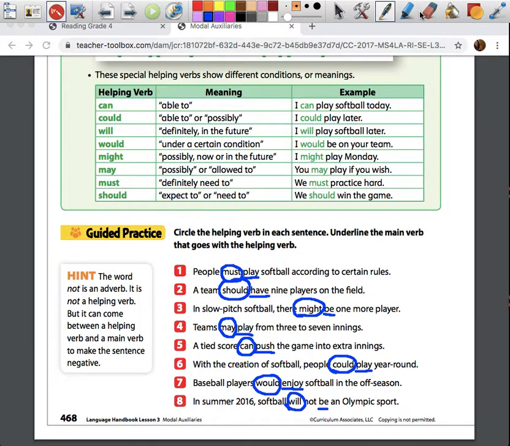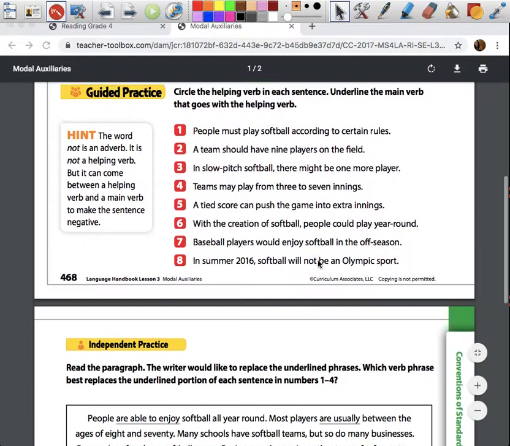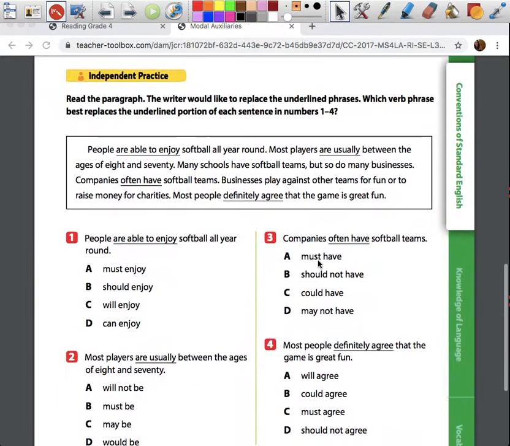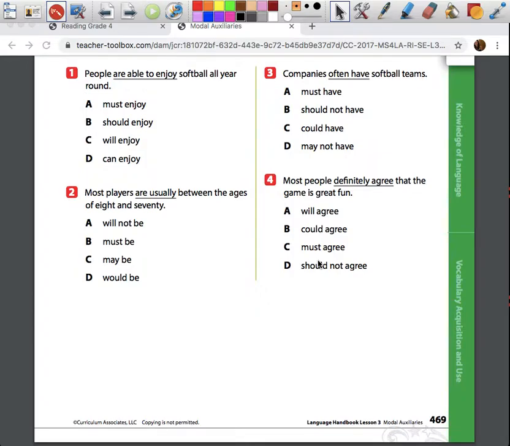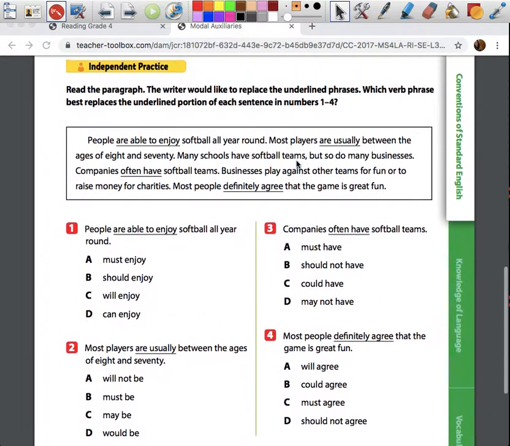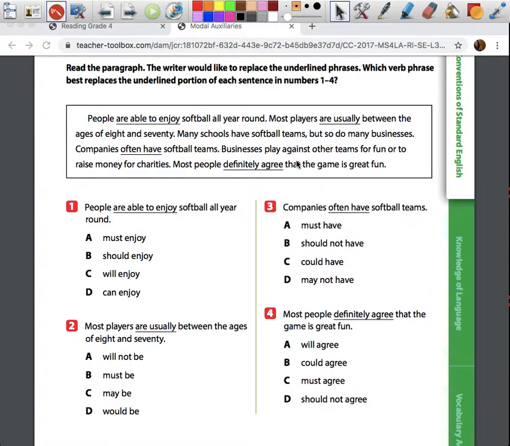All right, let me erase this, and then we're going to move down to the bottom part. Okay, so this is page 469. This was your independent practice. Read the paragraph. The writer would like to replace the underlined phrases. Which verb phrase can best replace the underlined portion of each sentence in numbers 1 through 4? Okay, so first we're going to read the paragraph.